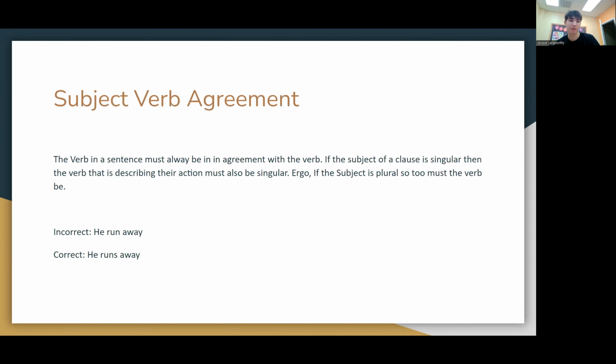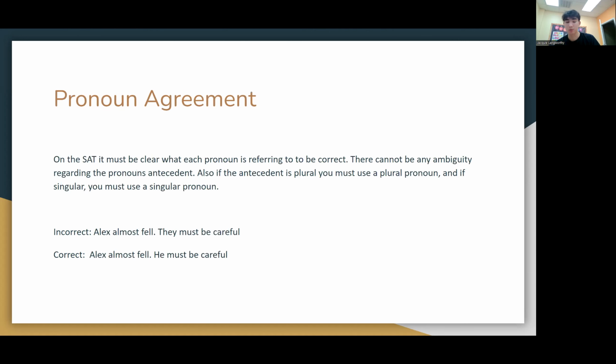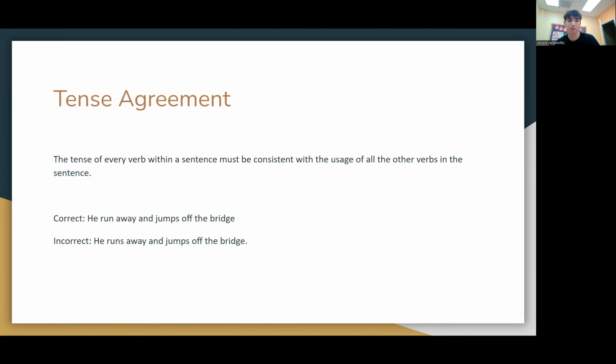First step is subject-verb agreement. The verb must agree with the subject. If the subject is singular, the verb must be singular. If the subject is plural, the verb must be plural. Also, pronoun agreement. On the SAT, there cannot be any ambiguity regarding what a pronoun refers to. The antecedent must be very clear or it won't be used.